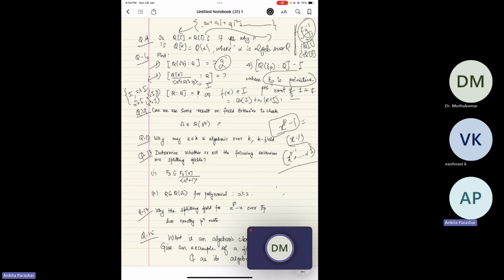Also, psi p, where p is a primitive root of unity, will be satisfied by the degree p minus 1 polynomial. And it is irreducible, by Eisenstein criterion and change of variable. Therefore, the degree is not p, but it is p minus 1. Right, so we are done with question number 10.